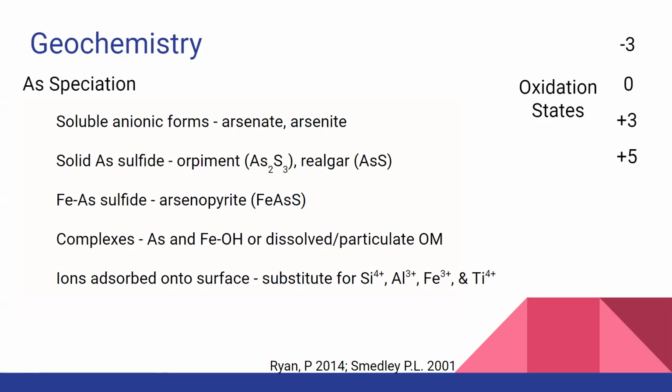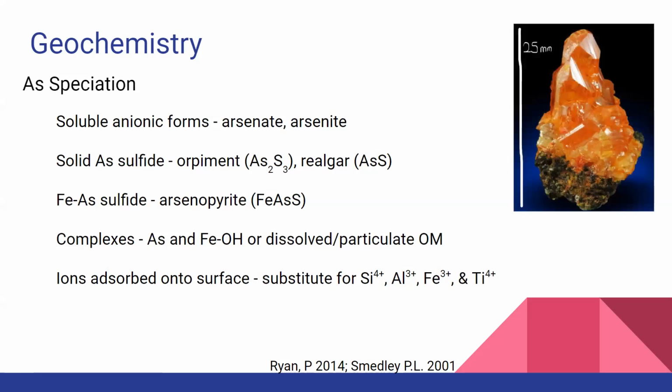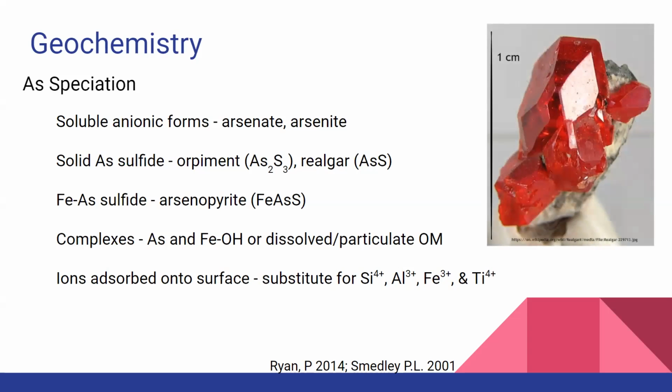Speciation is how the element shows up in the environment. So arsenic is going to be in different phases depending on the conditions. For soluble anionic forms, arsenate and arsenite are common in rocks and superficial environments, while orpiment is found in low temperature hydrothermal veins and hot springs. And realgar is one of the leading ores of arsenic.